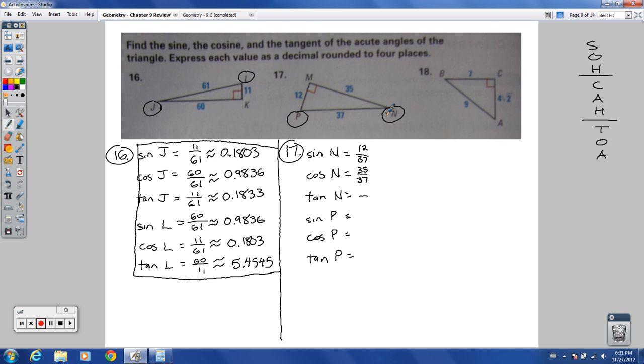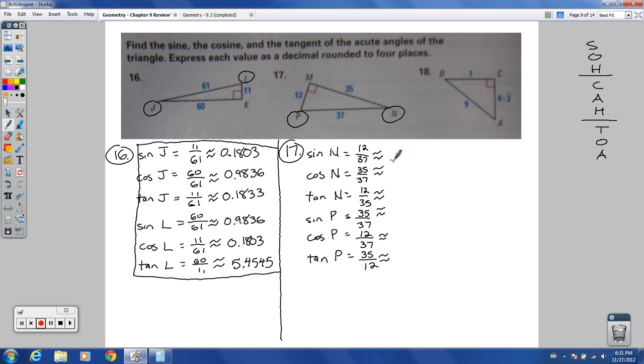Tangent, opposite over adjacent, 12 over 35. If you do that for P, sine of P, here's P, you go opposite over hypotenuse, 35 over 37. Cosine is adjacent, 12 over hypotenuse, 37. And tangent of P is going to be opposite over adjacent, 35 over 12. Plug these into a calculator to get your approximate values. Rounded to 4 decimal places will look like this.